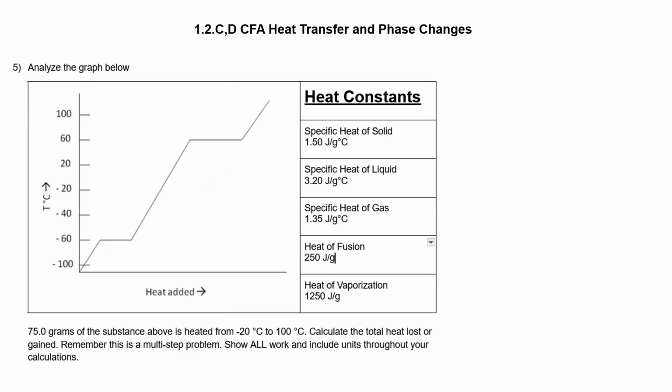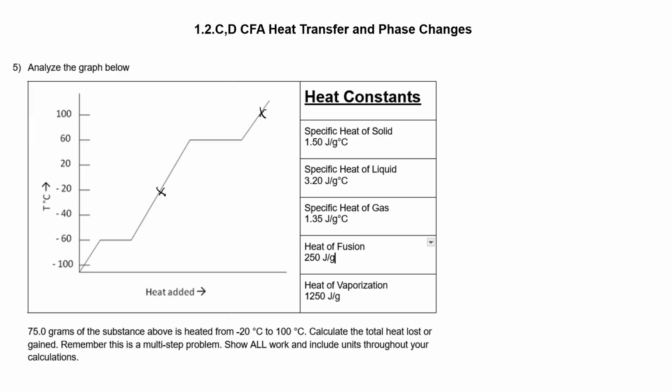This is the last question from the CFA, and possibly the one that's most challenging for us to work through. So let's go ahead and do our calculations, determining the amount of heat lost or gained as we go from negative 20 degrees Celsius to 100 degrees Celsius. Let's first mark those places here on our graph. Here is our starting point at negative 20 degrees Celsius. I marked that with an X, and our ending point is 100 degrees Celsius up here.